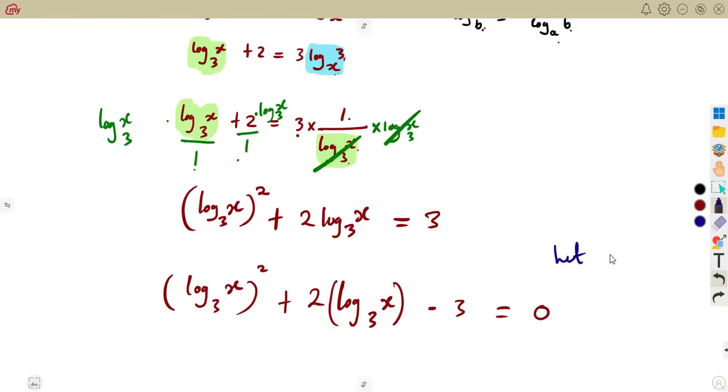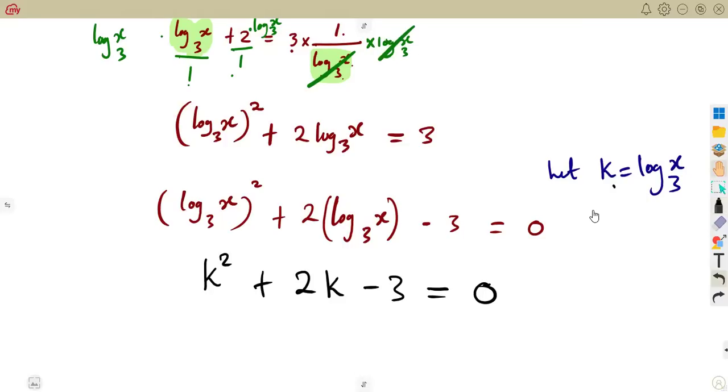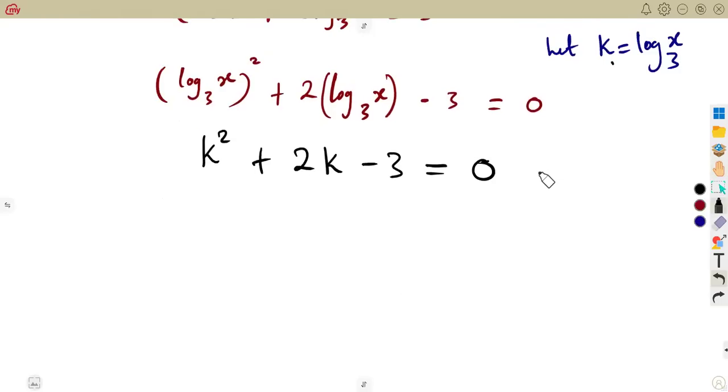So we can even let k be equal to the logarithm of x base 3. It means wherever we see this logarithm of x in base 3, we are going to put what? A k. So our equation is going to be what? k squared. This is now k. Plus this is now k. So this is 2k minus 3 is equal to 0. We have a quadratic equation; using factorization or whatever method you are capable of, solve for k. Solve for what? For k.